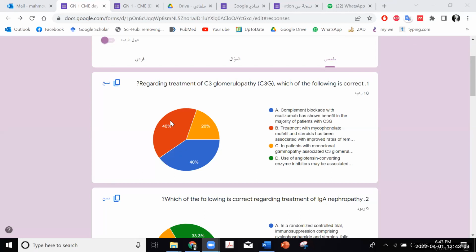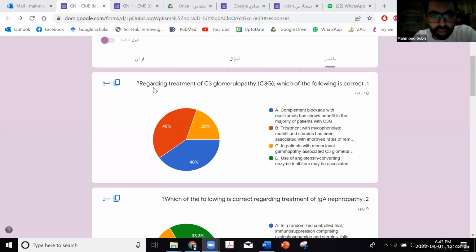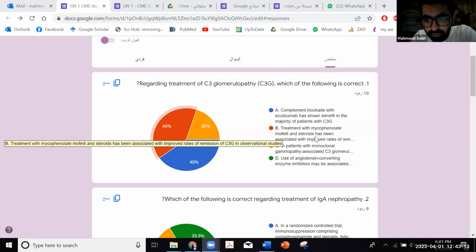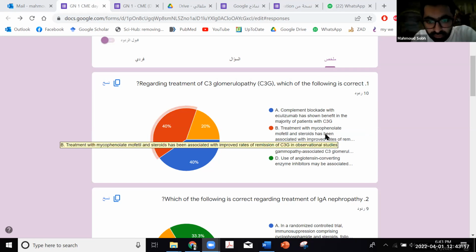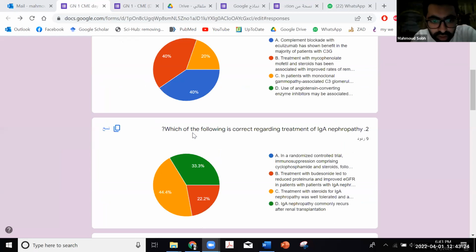Here are our questions and answers. First question, regarding treatment of C3 glomerulopathy, which of the following is correct? The correct answer is B. Treatment with mycophenolate mofetil and steroid has been associated with improved rates of remission of C3 glomerulopathy in some observational studies.